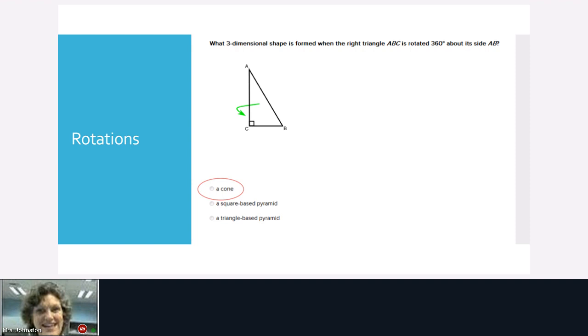So if it turns around side AB, I think this is actually, the instructions say AB, but I think it's supposed to be AC because the illustration shows AC. So let's assume that it is being rotated around AC, which means it would be coming just as far over to this side as it did to the other side. And it would be coming forward that far.